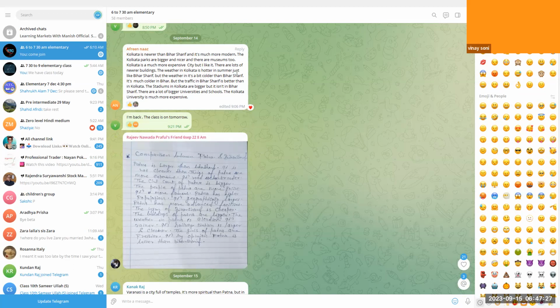hotter. Kolkata is hotter in summer. Very good. Just like Bihar, बहुत बढ़िया ना. But the weather in it's a bit colder. चलो मान लिया winter छूट गया by typing mistake. The weather in winter is a bit colder than Bihar. A bit colder than Bihar से मौसम थोड़ा ठंडा रहता है, लिखा ना, हो गया ना?